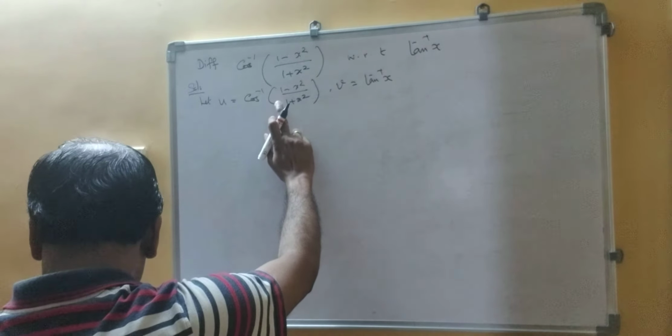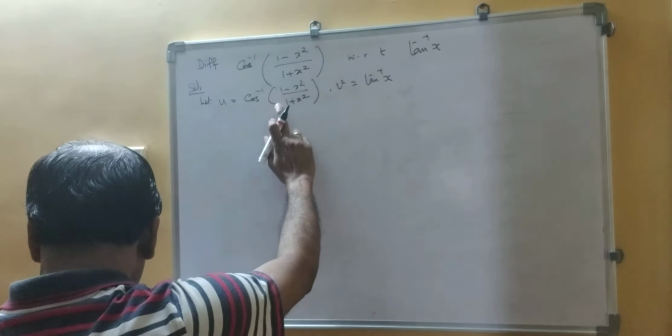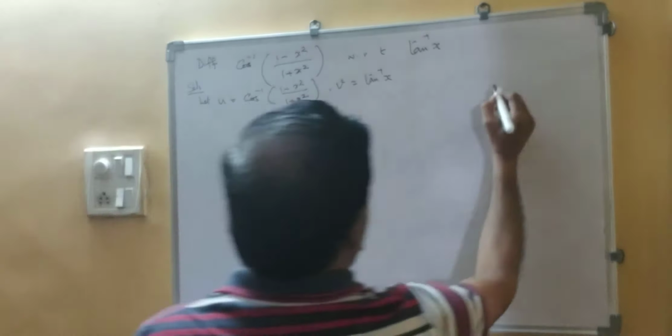Now here look at this, what is the formula? It is as good as the formula of cos 2 theta. What is cos 2 theta? 1 minus tan square theta upon 1 plus tan square theta. So here you see, so put x equal to tan theta. Therefore, what we will get? Theta equal to tan inverse x.